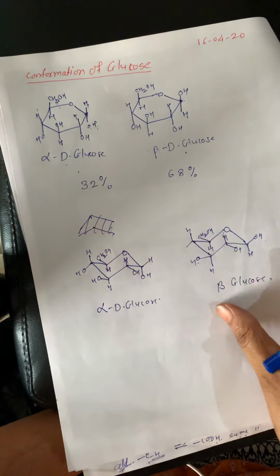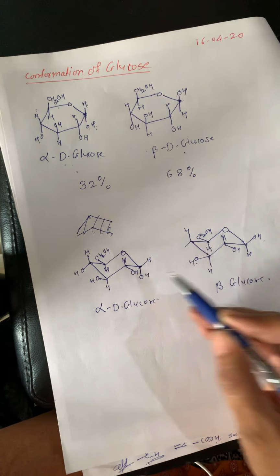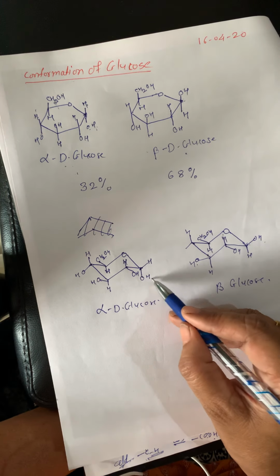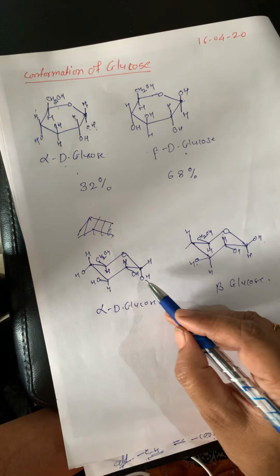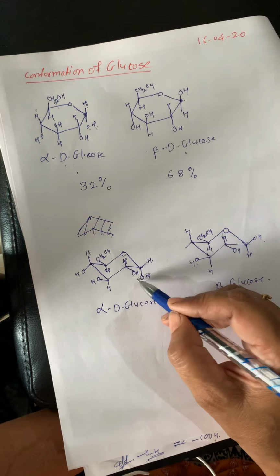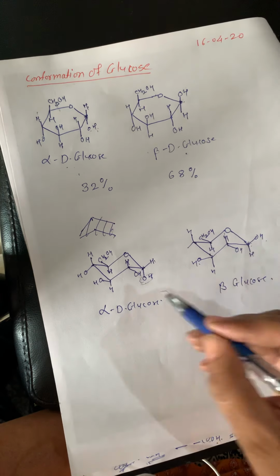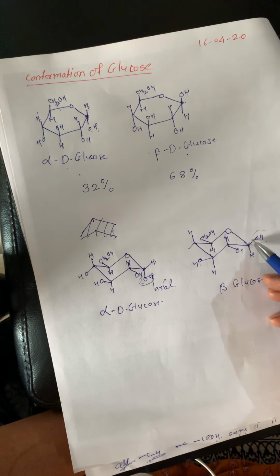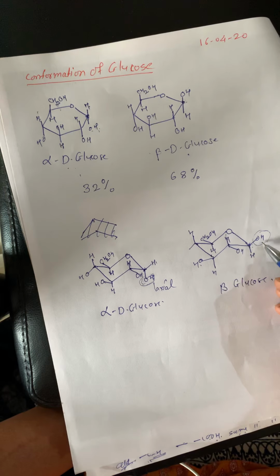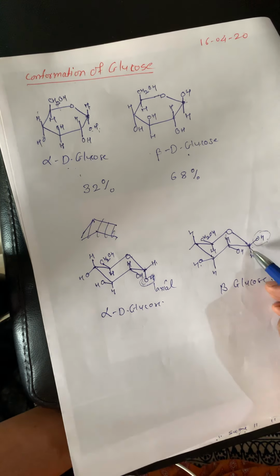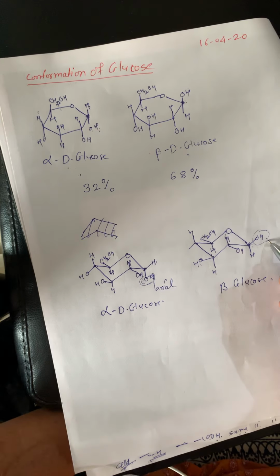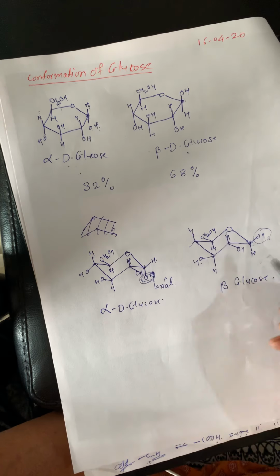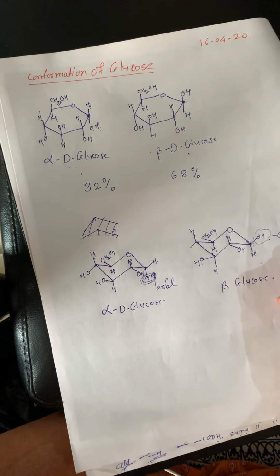When you compare these structures, there is only a change around the first carbon atom, and we know the larger groups are better at the equatorial position. OH is larger as compared to hydrogen. Here there is only a change around this carbon atom. Here the OH group is present at the axial position, whereas here OH is present at the equatorial position. When the larger or bigger groups are present at the equatorial position, the structure is more stable. When you compare these two structures, in one the bigger group is at the axial position, whereas in the other it is at the equatorial position.